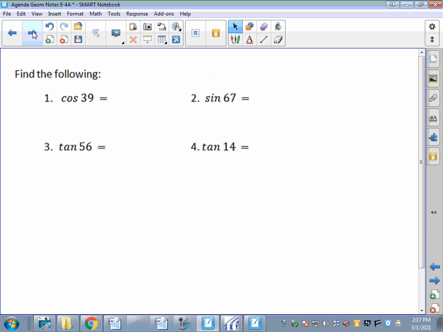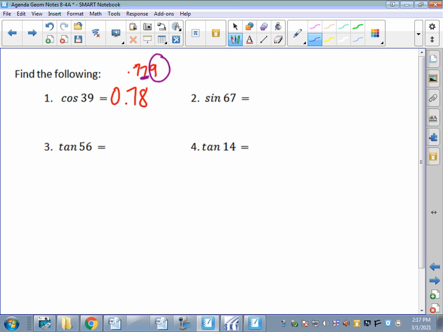So there's a couple more problems here. Give them a try. See if you get the same thing. When I did a cosine of 39, watch your rounding. I got 0.78 because I think it was 0.779. If I'm going to round to the nearest hundredth, this 9 tells me to bring that 7 up, round it up. Sine of 67, I got 0.92. You get the idea, right? You got this. Try one last thing. Let's try two last things.